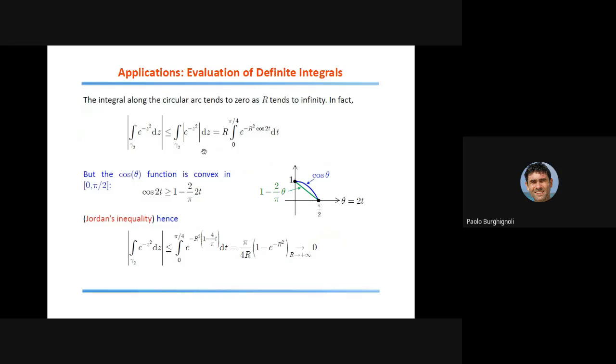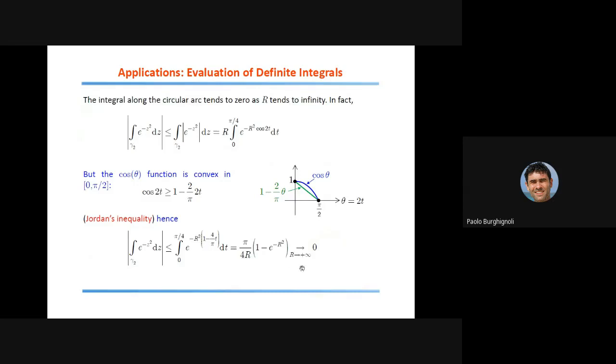So in particular, it is convex inside the integration domain that goes from 0 to pi over 4 in this case. So we can replace the cosine of 2t inside our integral by the second, which is always lower than the cosine function, which is again Jordan's inequality. And hence, we are able to evaluate, as we saw before, analytically the real integral here.